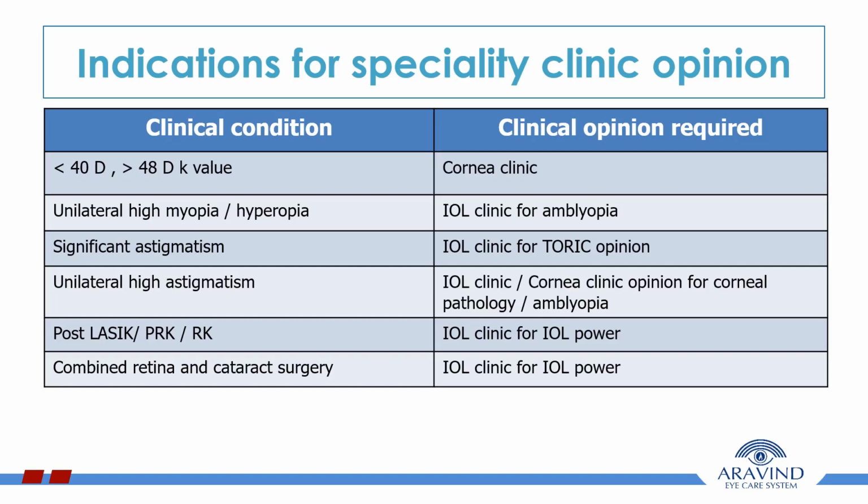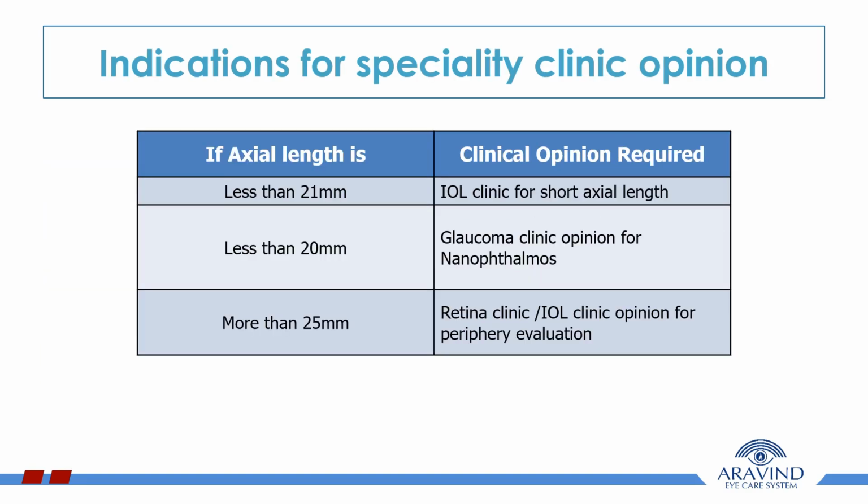Post-LASIK, PRK or RK patients will require IOL clinic opinion for IOL power. Combined retina and cataract surgery patients will require IOL clinic opinion for IOL power. If axial length is less than 21 mm, IOL clinic opinion is needed for short axial length. If axial length is less than 20 mm, glaucoma clinic opinion is needed for nanophthalmos. More than 25 mm of axial length requires retina clinic and IOL clinic opinion for periphery evaluation.